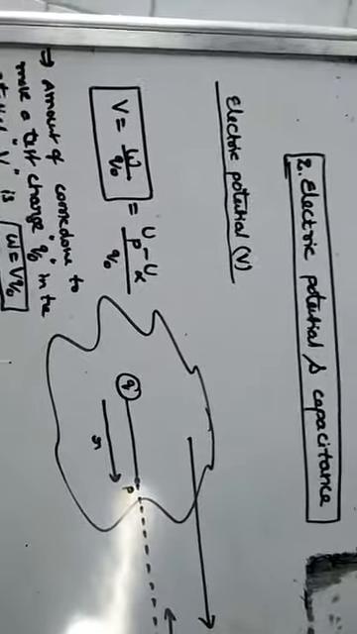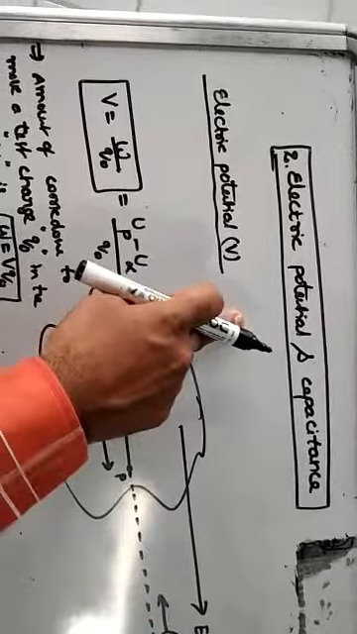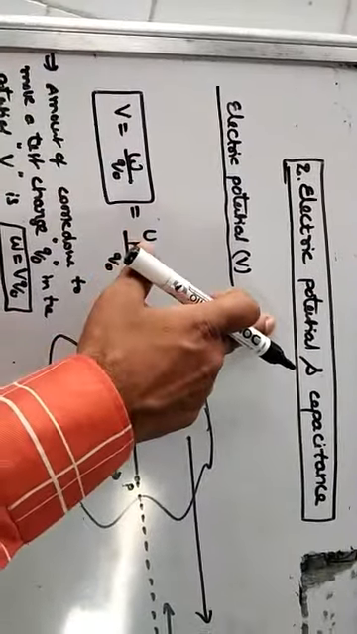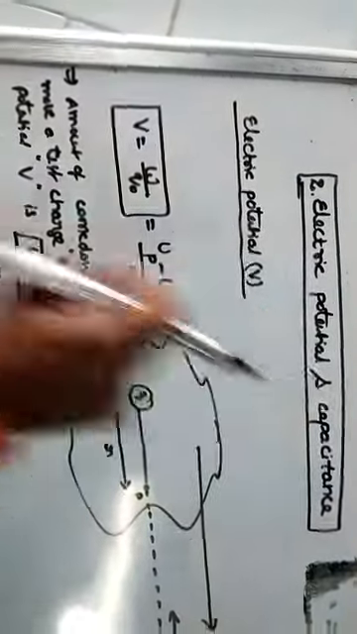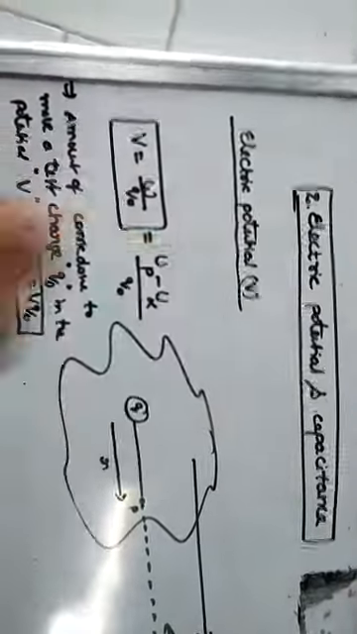Hello students, welcome to the new chapter, second chapter: electric potential and capacitance. Electric potential is something we know a little bit from class 10. So let us see what is meant by electric potential. The symbol is capital V.